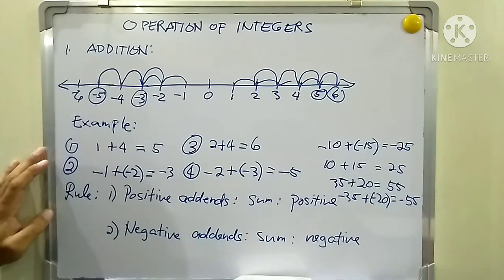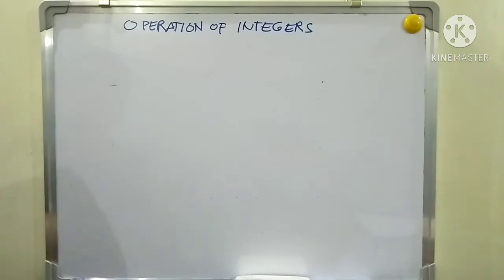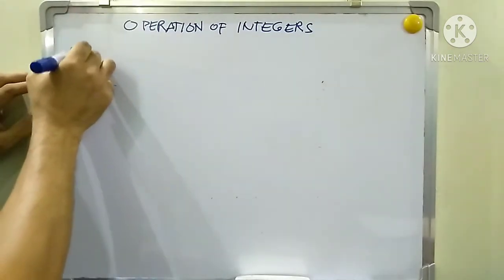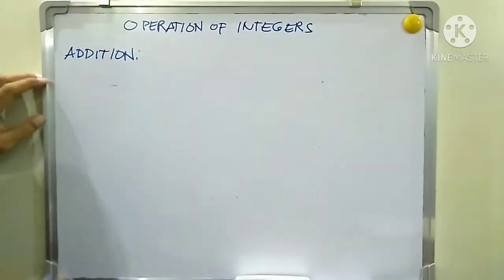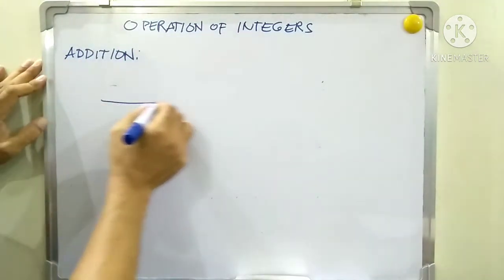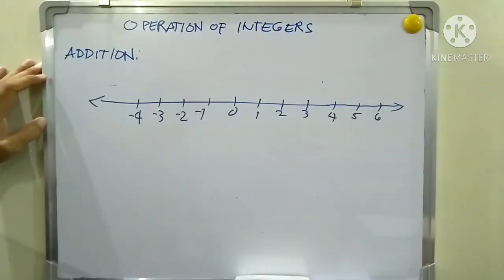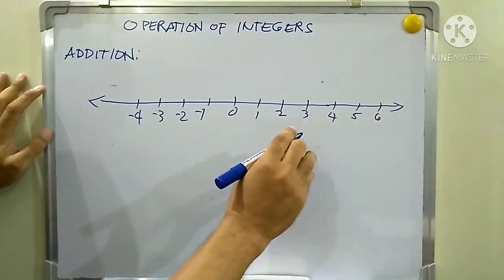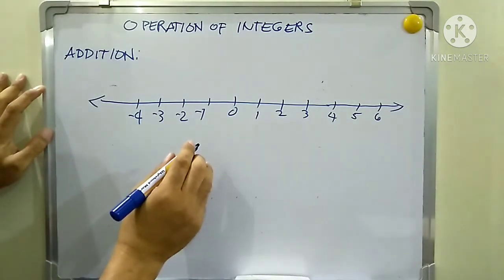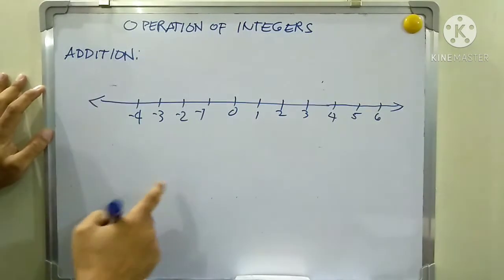How about if the addends are of different signs? How do you answer them? So we have here a number line, and we are going to add integers that are of different signs.